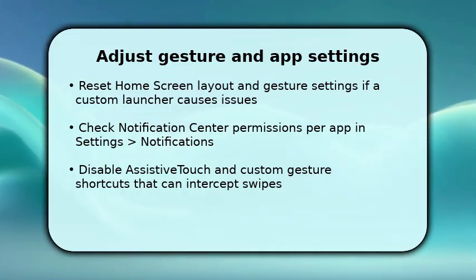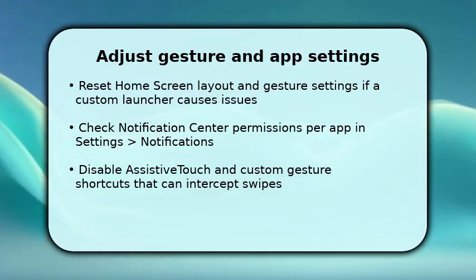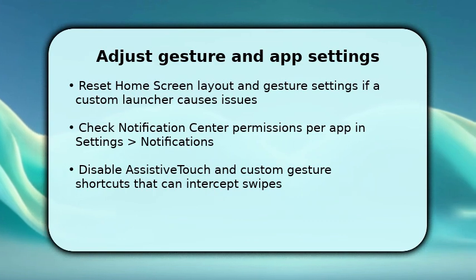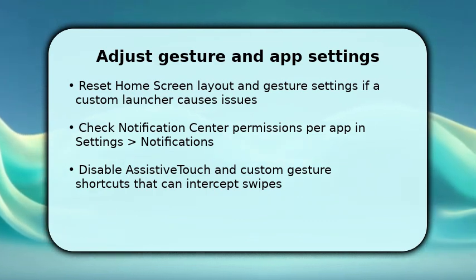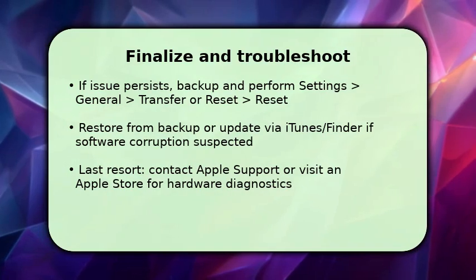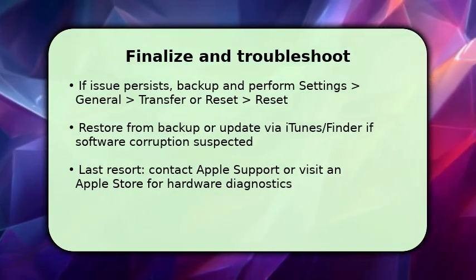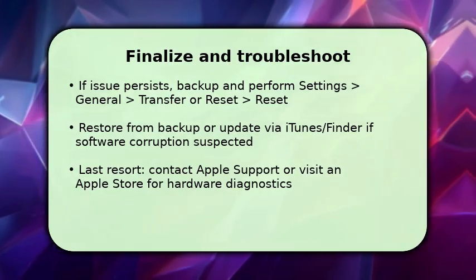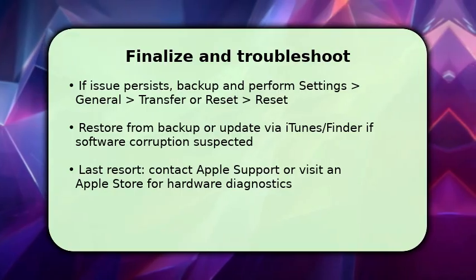Also, disable Assistive Touch and any custom gesture shortcuts that might intercept top-edge swipes, because those features can steal the downward drag. Once these are adjusted, test the pull-down from different edge points to confirm improvement. To finish, if the notification bar still slides oddly, back up your iPhone and use Settings General Transfer or Reset to return settings to defaults. This clears hidden config conflicts.